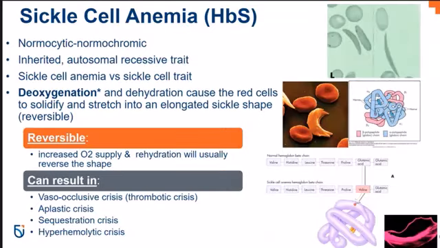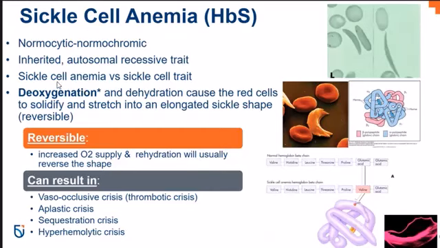Now let's look at sickle cell anemia. It's a type of normochromic, normocytic anemia, where the red blood cells look normal size and they have the normal amount of hemoglobin, but there is a mutation in hemoglobin, and we know that this is an inherited autosomal recessive trait, which means it has to be inherited from both the parents.